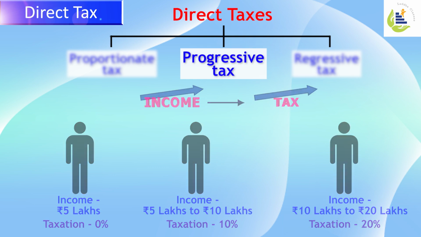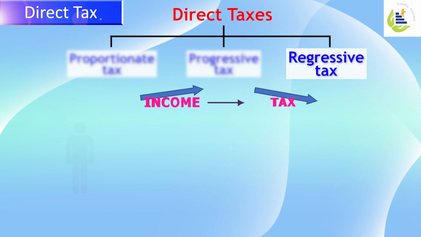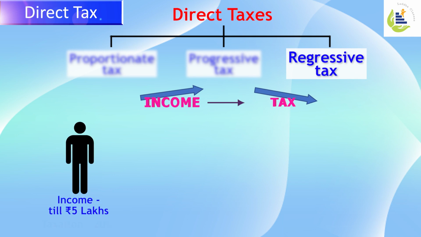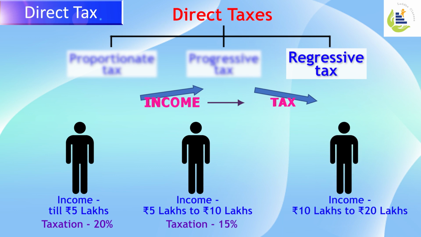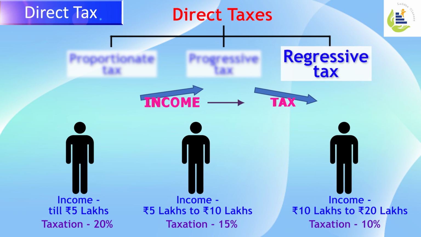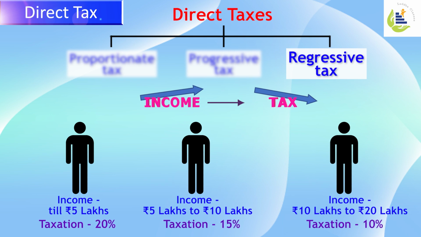Exactly opposite to this is the regressive taxation system. In the regressive taxation system, as the person's income increases, the rate of taxation decreases. For income up to 5 lakhs it is 20%, income between 5 to 10 lakhs it is 15%, and for income over 10 to 20 lakhs, he should pay the tax at 10% for that income. So in the regressive tax system, as the income increases, the rate of taxation decreases at different stages.